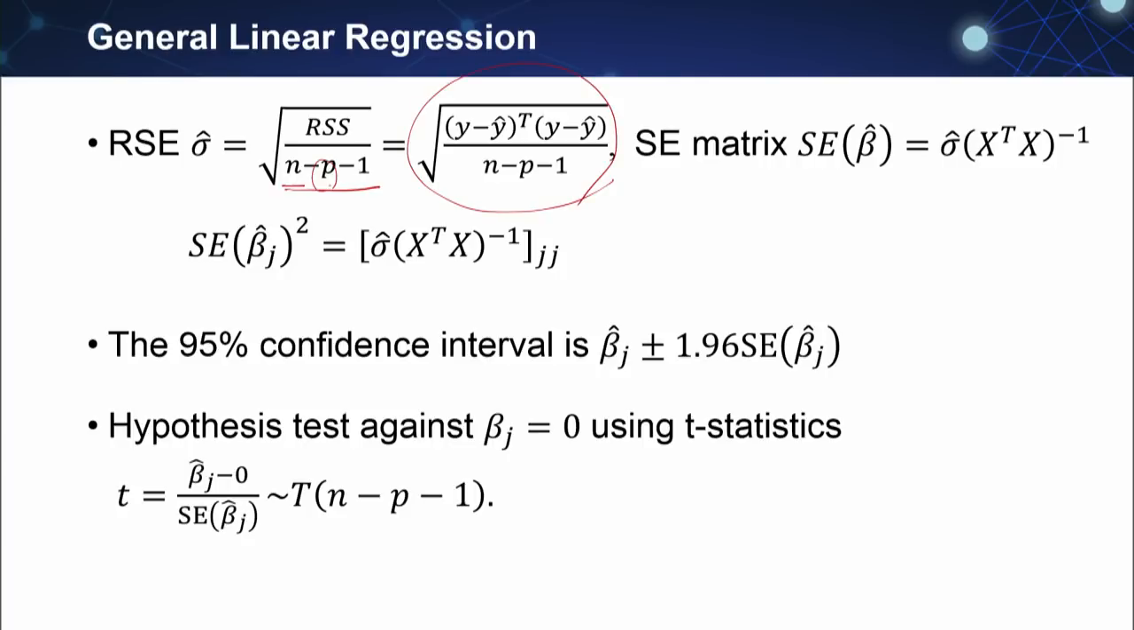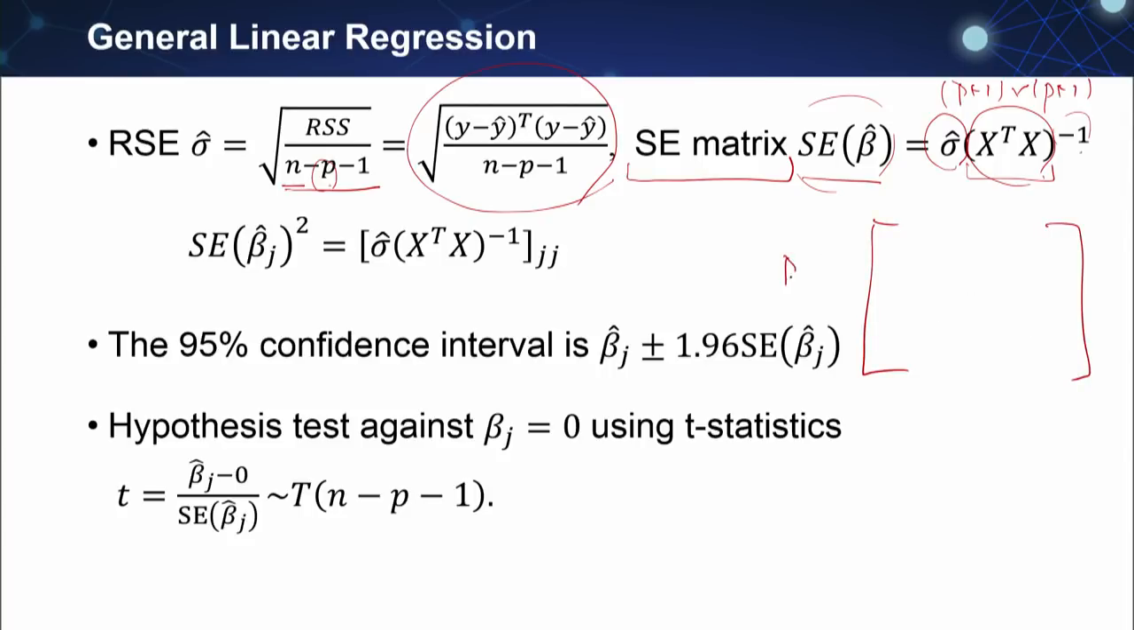If you apply some statistical techniques, you can calculate the standard error matrix. The standard error matrix of beta is given by sigma hat times the inverse of x transpose x. This is a big matrix of size p plus 1 by p plus 1.